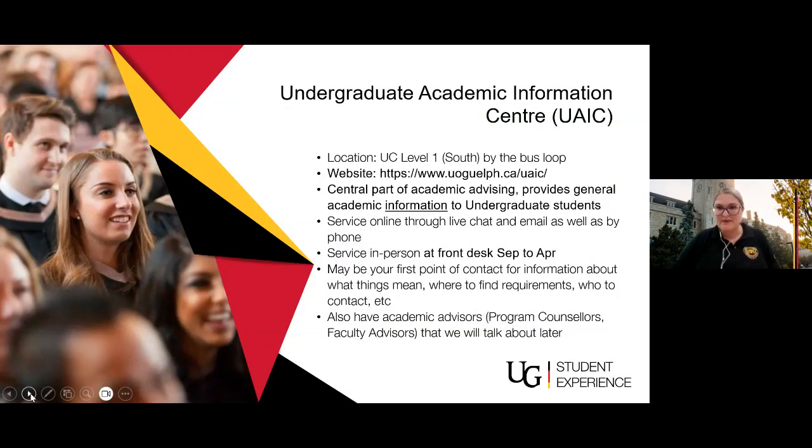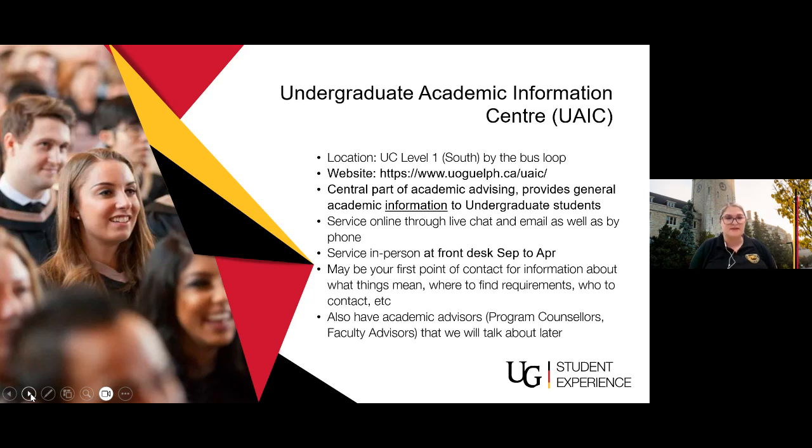So we're going to talk quickly about the Undergraduate Academic Information Center, or the UAIC. If you folks have been on campus before, the Undergraduate Academic Information Center is located on the first level, right by the bus loop. So when you come to campus, you can enter into the University Center, and the UAIC is there to support you. It's got staff who are able to answer any questions that are academic related and are also able to direct you to different resources and locations on campus.